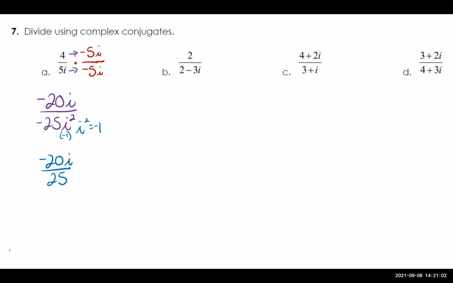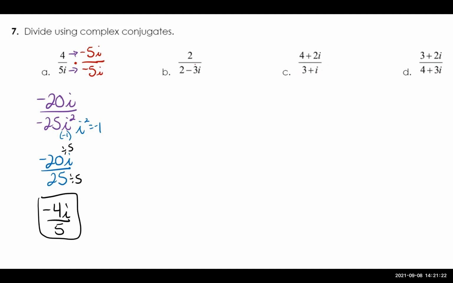Negative 25 times a negative 1 would be a positive 25. And the last thing we would need to do is reduce that fraction. 20 and 25 can both be divided by 5, so we'll reduce that. Negative 20 divided by 5 is a negative 4i. And 25 divided by 5 is 5.